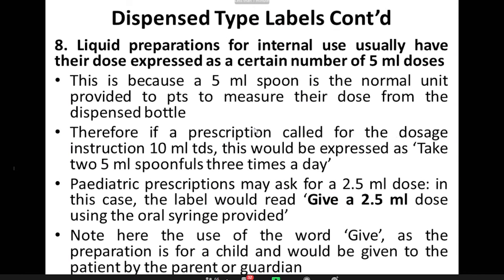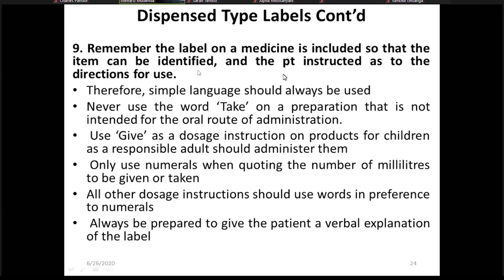Then liquid preparations usually have their dose expressed as a certain number of mls, like I was saying, 5 mls 3 times a day, or 1 teaspoon 3 times a day, 2.5 mls 3 times a day, and so on. An adult take 10 mls, a child give 2.5 mls, and so on. And remember, give 2.5 mls 3 times a day, and so on, for maybe 5 days or 7 days. If it's an adult, take 2 tablets or take 5 tablets or 10 tablets once a day or 3 times a day for the required or intended period, maybe 5 days, 7 days, or 15 days or 2 weeks, something like that.